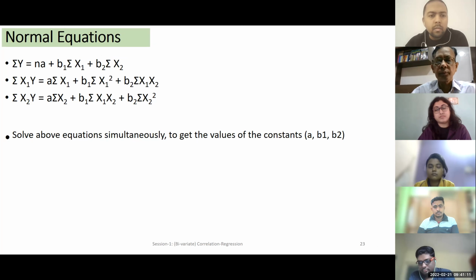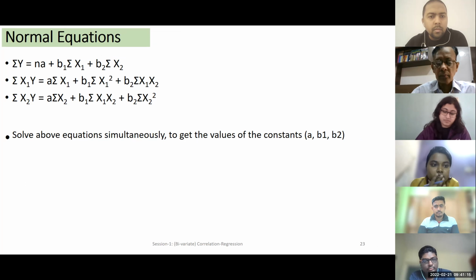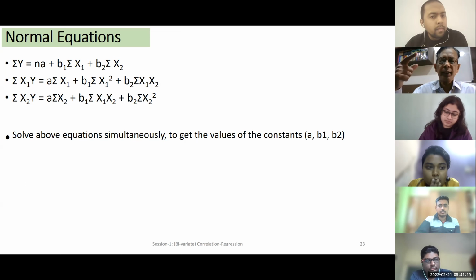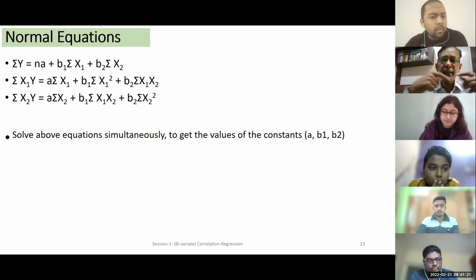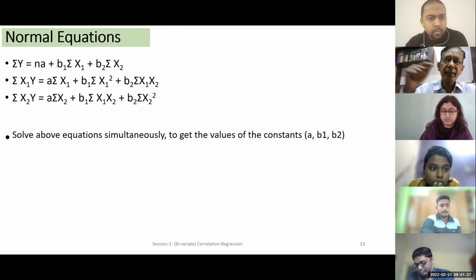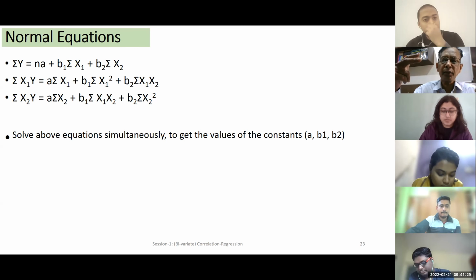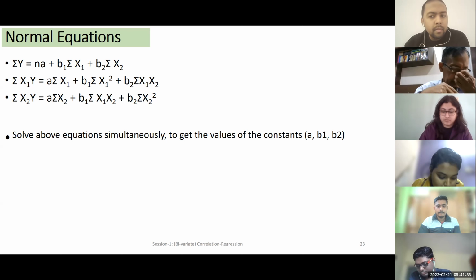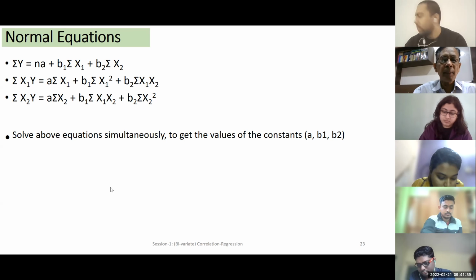So we have the regression equation y equals a plus b1x1 plus b2x2. Summation of y will be nothing but n a. Take the summation on both sides, so we get the first equation. Then for the second, we just multiply with x1, left and right, then take summation. Very good. Then the third equation: multiply with x2 and take summation on both the sides, right?